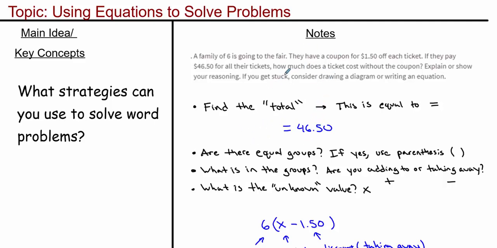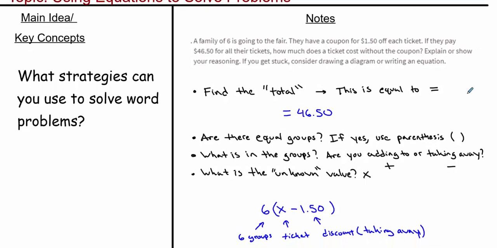So if we go back to the problem in our lesson today, a family of 6 is going to the fair. They paid a total of $46.50. So that's what our equation is going to be equal to. Are there any equal groups? If yes, use parentheses. If there's not, then you don't have to use parentheses. But in this case, there were 6 family members who paid for a ticket minus $1.50 off each ticket. So we're going to have 6 equal groups of a ticket price minus $1.50, and that's going to equal $46.50.